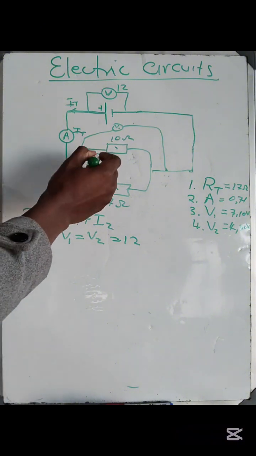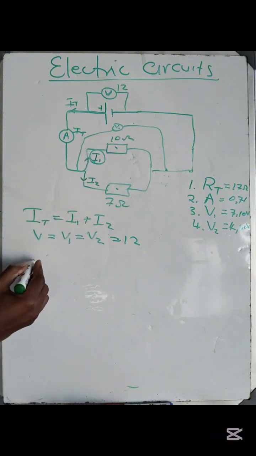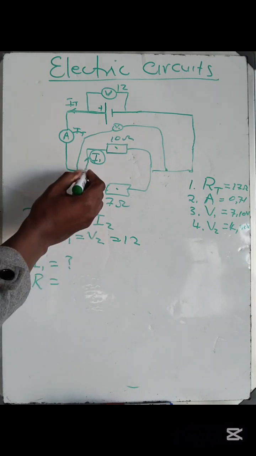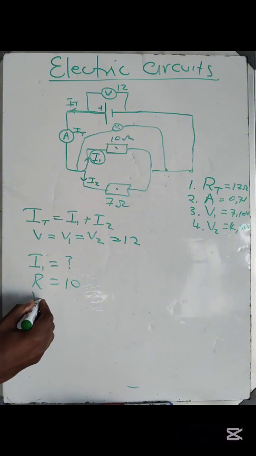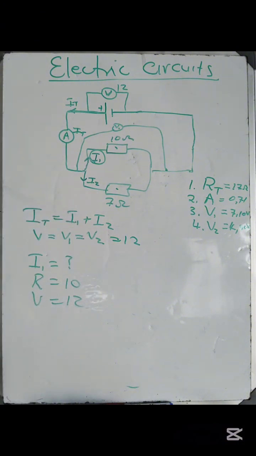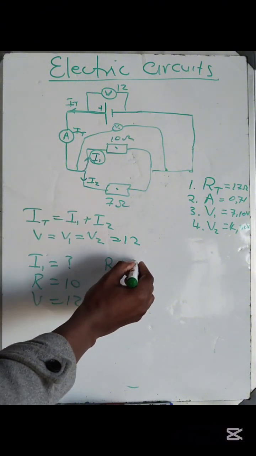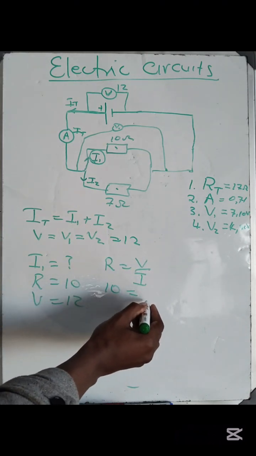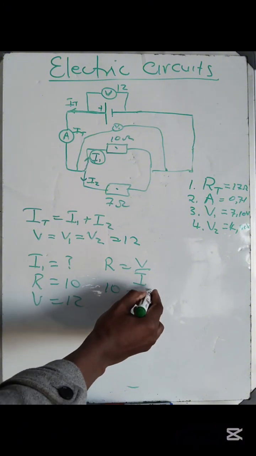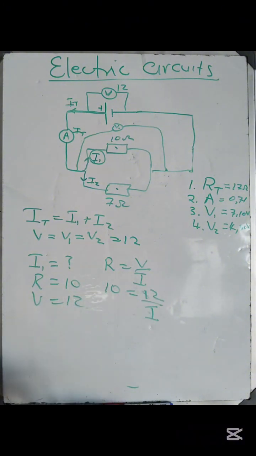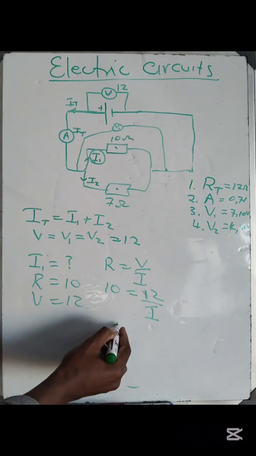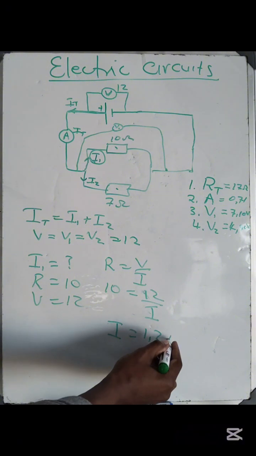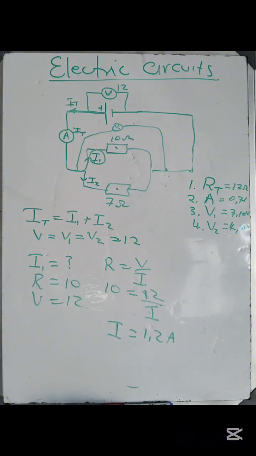So in this case, if we are looking for I1, the resistance for I1 is 10, then the voltage is 12, okay? Then we calculate I1, so R will be equal to V over I. Then the resistance is 10, V is 12, and I is what we are looking for. Then we are going to cross multiply and divide, and the answer will be 1,2 amperes.